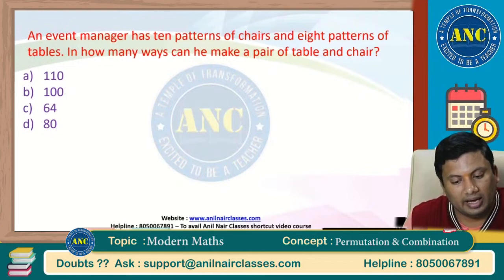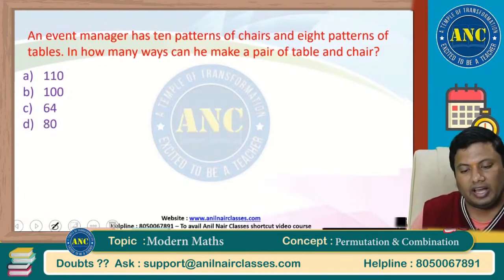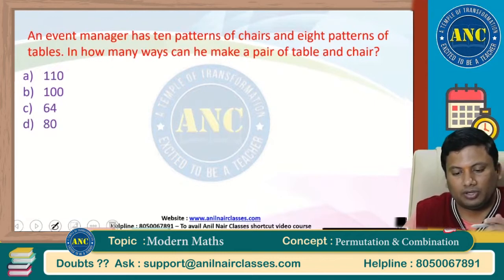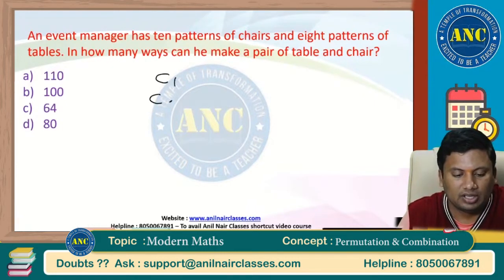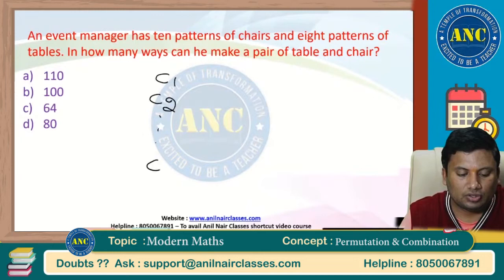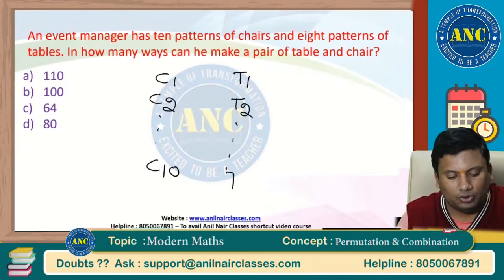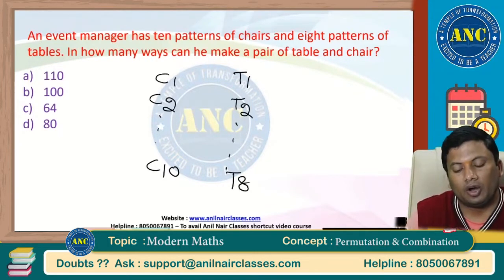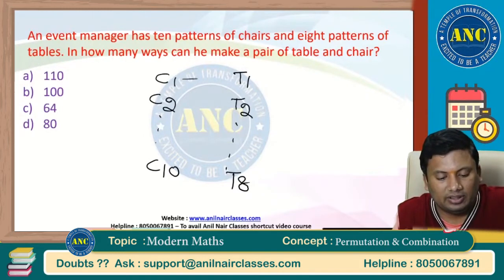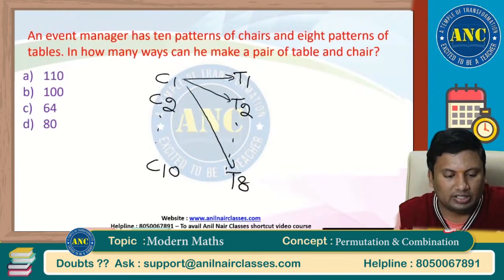Next one. An event manager has 10 patterns of chairs and 8 patterns of tables. So he has got 10 patterns, C1, C2 and so on up to C10, and 8 patterns of tables, T1, T2 and so on up to T8. In how many ways can he make a pair of table and a chair? With C1, T1 can come, T2 can come, T8 can come. So 8 combinations I will get.